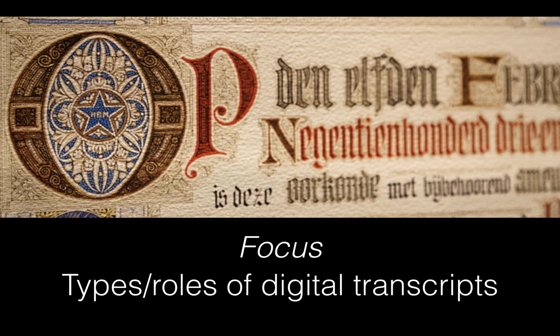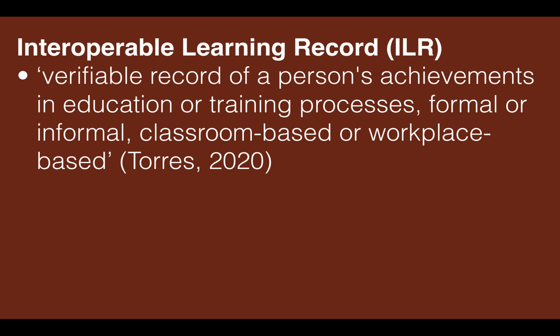The focus of this video is to explore the different types and roles of digital transcripts. First, a definition. The more formal term, instead of digital transcripts, is interoperable learning record (ILR). It's a verifiable record of a person's achievements in education or training processes, formal or informal, classroom-based or workplace-based. So it's broader. It takes in a wider array of different things like processes, training, outside of school stuff.